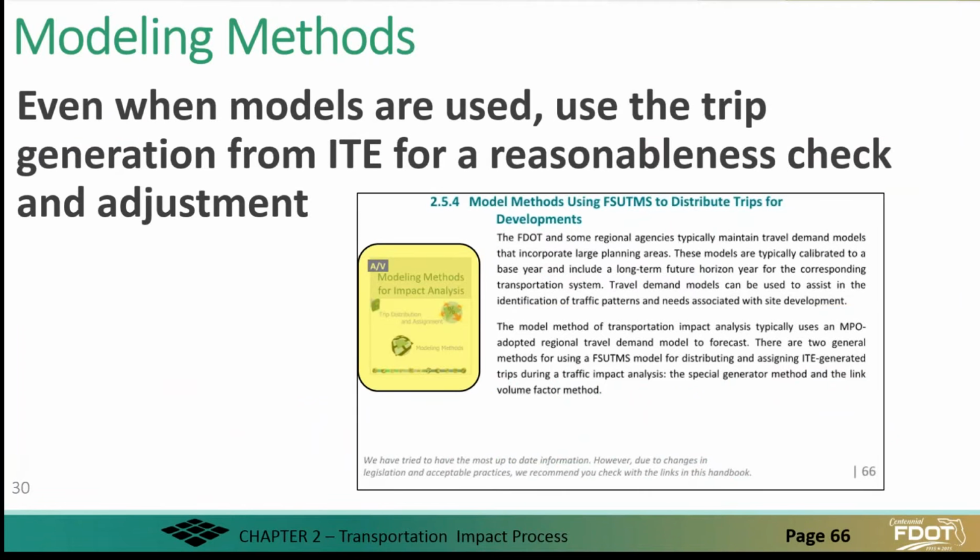Even when models are used, the trip generation for ITE is used as a reasonableness check and for adjustment. What this is saying is that the calculation of trips as they come from the travel demand model itself may not be adequate to the calculation of trips that you need for the project, because there's a number of incidental trips that go into and out of the site that are not captured by the kinds of surveys that are done to develop traffic models. So when you use an FSUTMS model, you're going to want to still get your trip generation from ITE or similar methods used in the state of Florida.